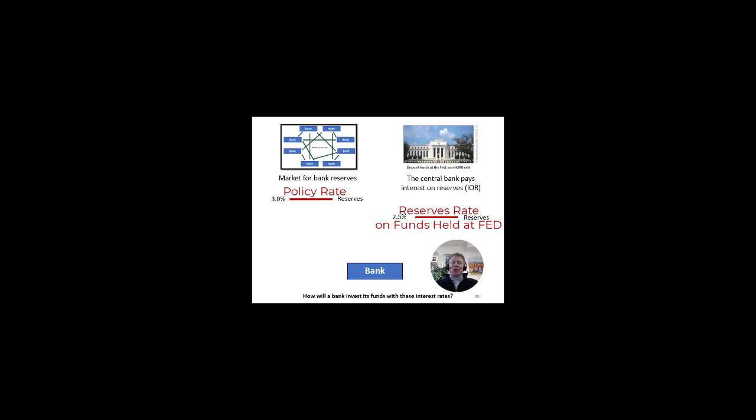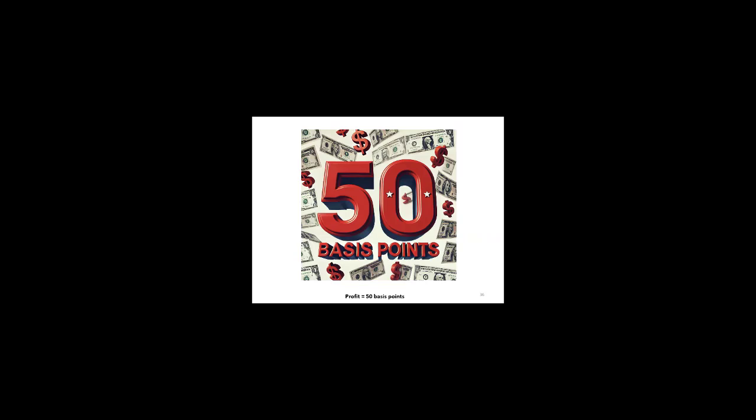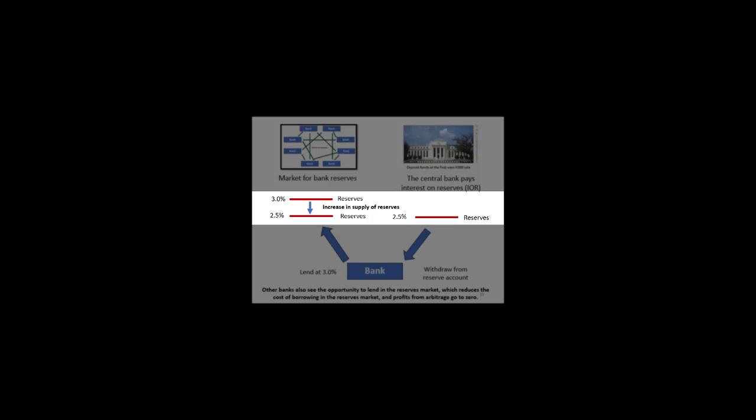If the policy rate is above the interest on reserves rate, then banks will seek to increase the return on their money by withdrawing funds from their reserve accounts at the central bank and lending those funds out in the reserves market. And in this example, the return or the profit on this transaction is 50 basis points or 0.5%. Many banks will take similar actions. More available funds for loans in the reserves market pushes down the policy rate that borrowing banks must pay, moving the policy rate down toward the interest on reserves rate.